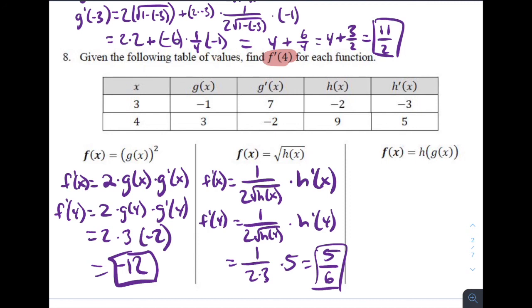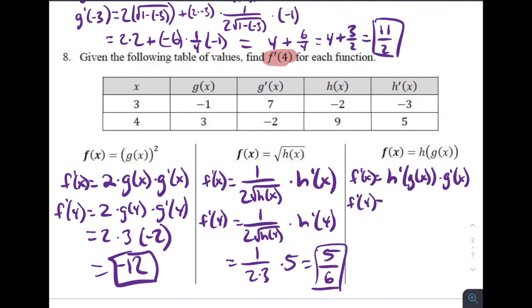And our final problem, h of g of x. This is perfectly set up for the chain rule, except they don't have f on the outside. So what's this going to be? Well, it's going to be the derivative of the outside, so h prime of g of x, times the derivative of the inside, so g prime of x is going to be for that one.